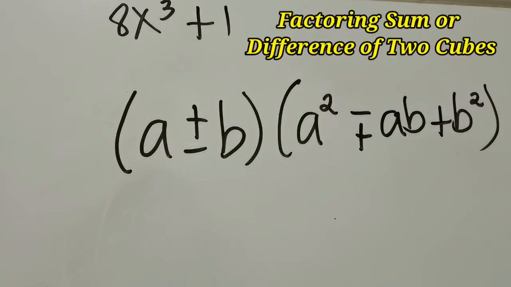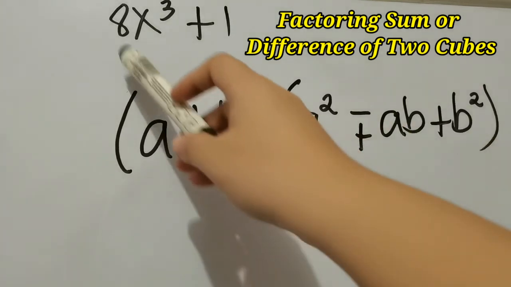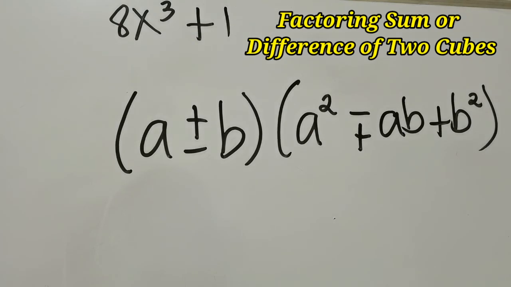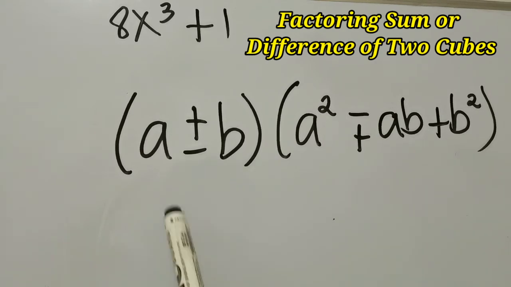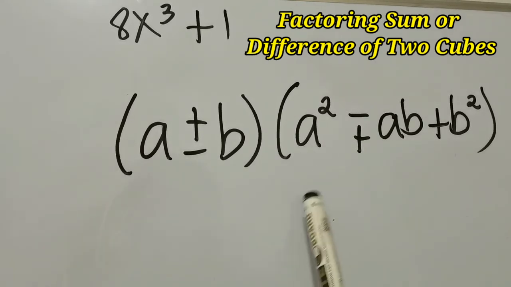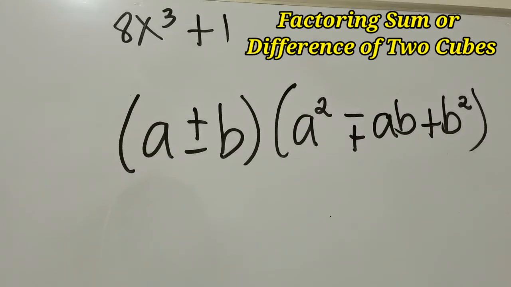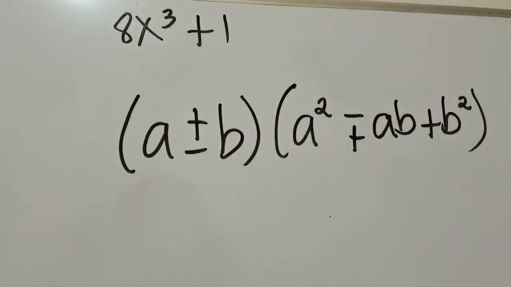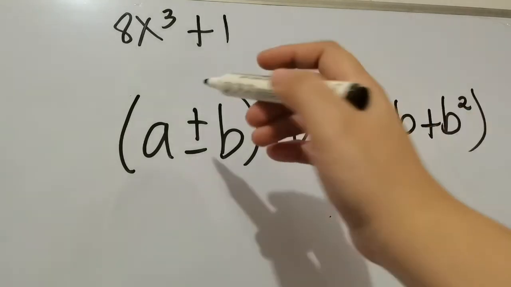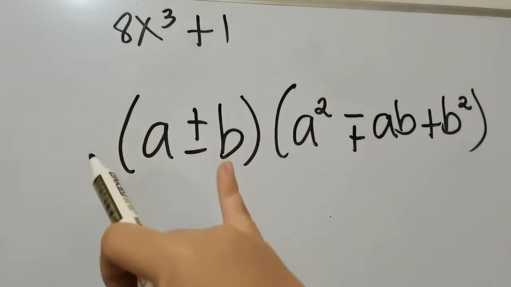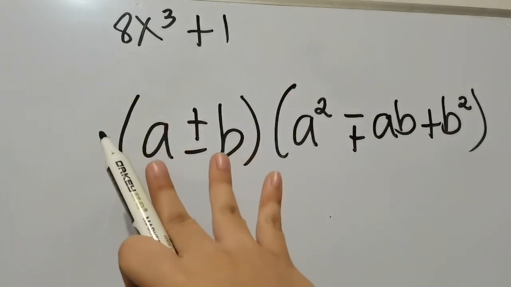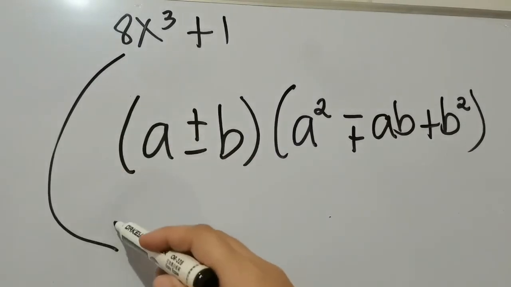Okay, let us now proceed with factoring sum or difference of two cubes. Let's say, for example, we have 8x cubed plus 1. So this one will serve as a pattern. Yan, the factors: a plus or minus b times a squared minus or plus ab plus b squared. First, get the cube root of the first and second term. What is the cube root of 8? The cube root of 8 is 2 because 2 times 2 times 2 is equal to 8.